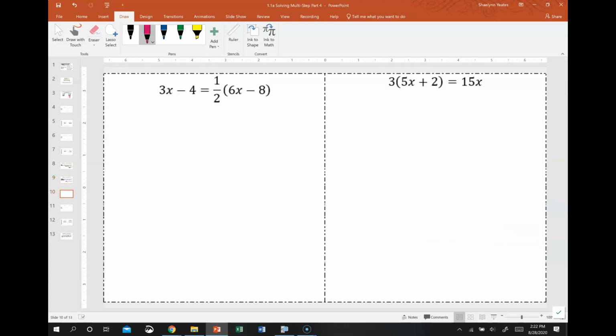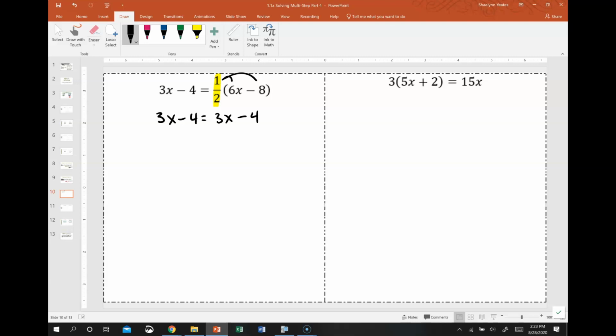All right, let's try a couple. So on this first one, we've got 3x minus 4 equals 1/2 times quantity 6x minus 8. So the first thing I'm going to do is deal with distribution. I'm going to take my 1/2 and distribute it through. So right here I have 3x minus 4 equals 1/2 times 6 is 3. The x is still there. 1/2 times negative 8 is negative 4.